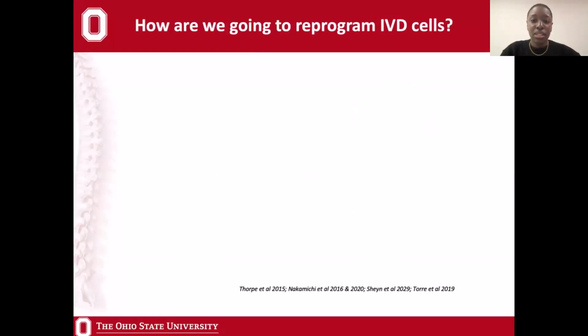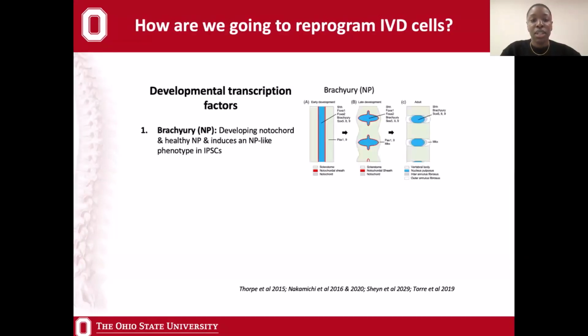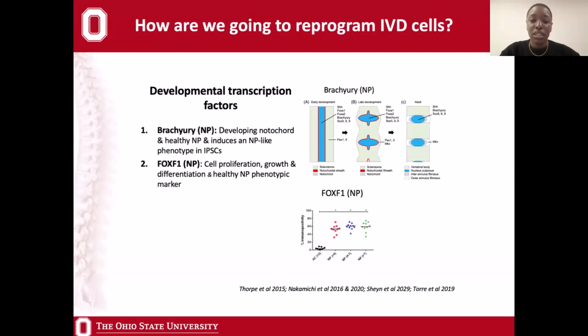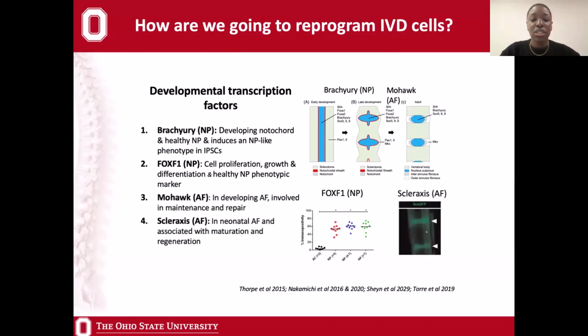After this, we had to decide which developmental factors to use. We wanted to use factors that are specific to the tissues, as they all have distinct properties. So for the NP region, we decided on brachyury and FOXF1 because of their general role in development as well as being healthy markers for NP cells. When approaching the AF tissue, we wanted to use Mohawk and Scleraxis for a similar reason. They're both involved in development, maintenance, repair, as well as regeneration of AF tissue. So these are great candidates for IVD cells.